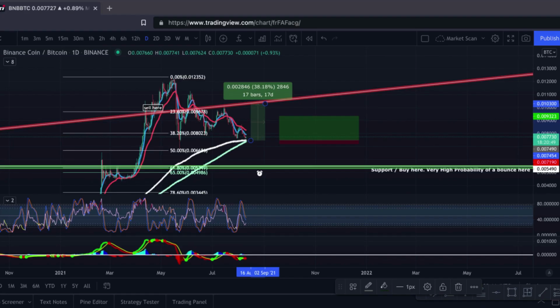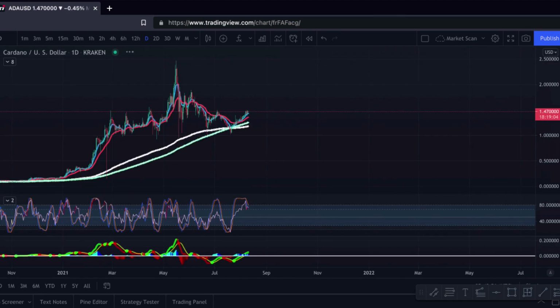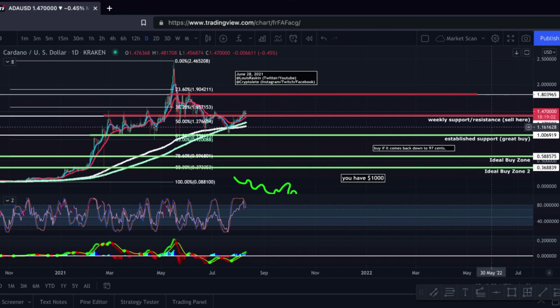So going back to this screen over here, now we have the market scan, and that's BNB. You can also see the RSI is in a good place for BNB. It could come down a little bit further, but it's a tricky situation. Let's move on to Cardano now, or ADA.